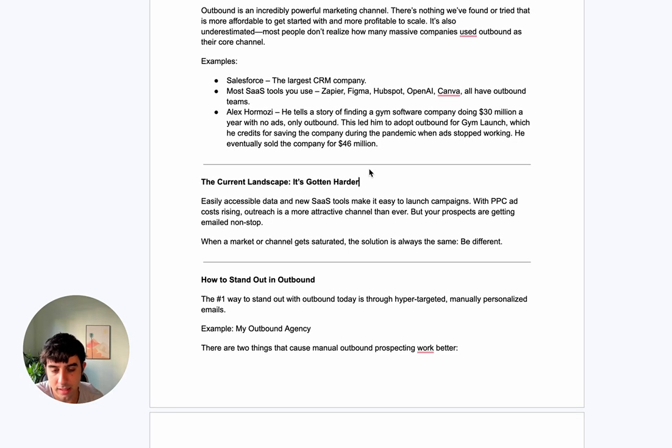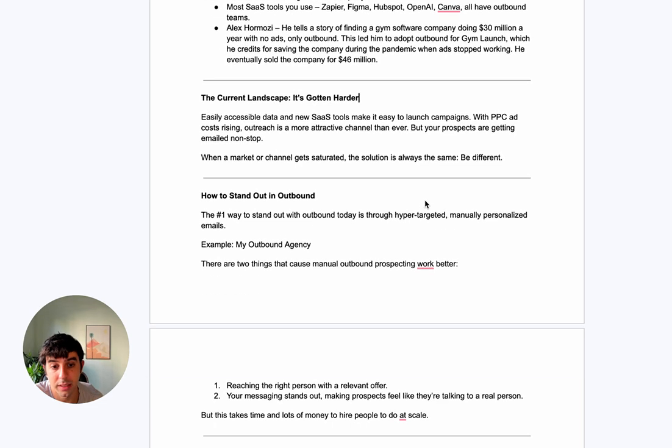At the same time, organic reach has gone down on social media, and with pay-per-click and Facebook ads, ad costs continue to rise over time. Outreach really is a more attractive channel than ever, but at the same time, your prospects are getting emailed more than ever because it's just gotten easier. So when a marketing channel gets saturated, the solution is always going to be the same: be different. Use it in a different way. And that's specifically what these ideas will help you with.